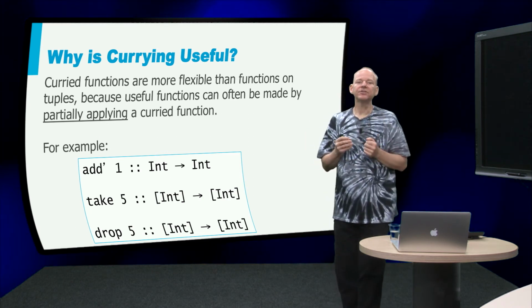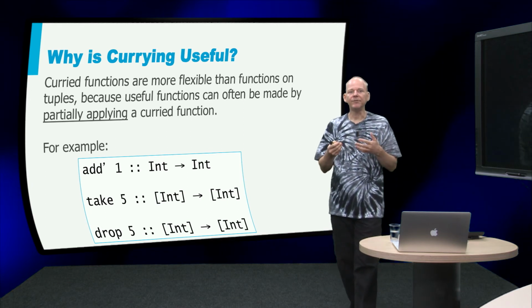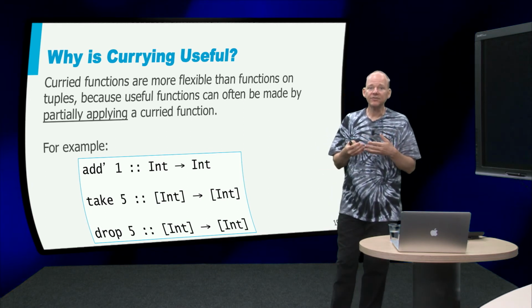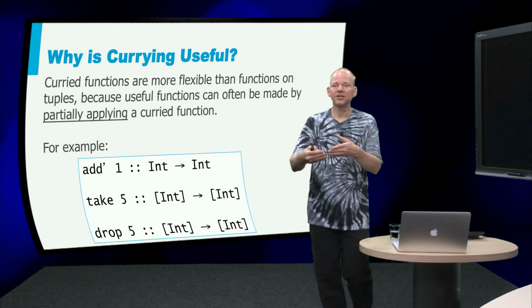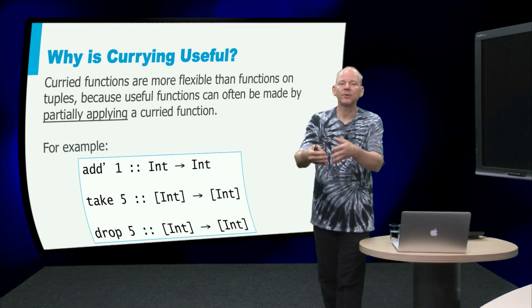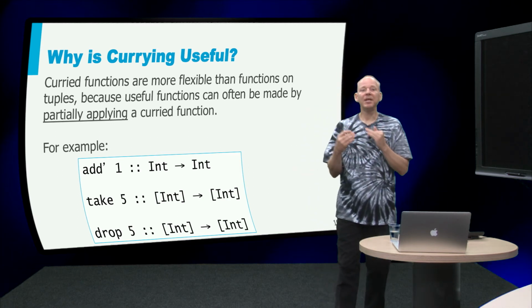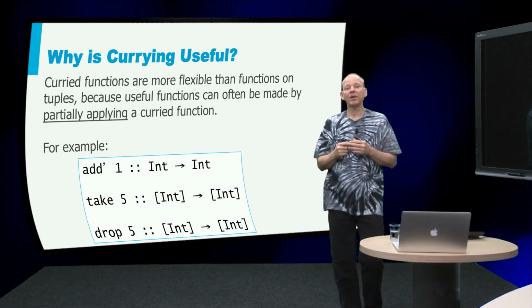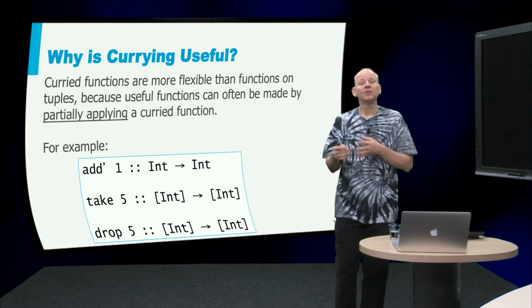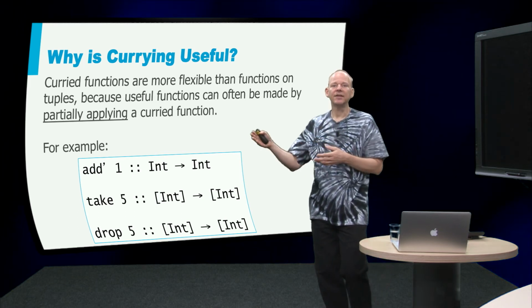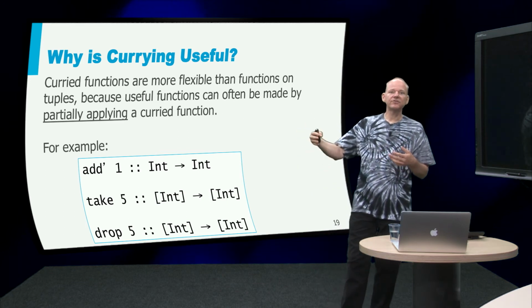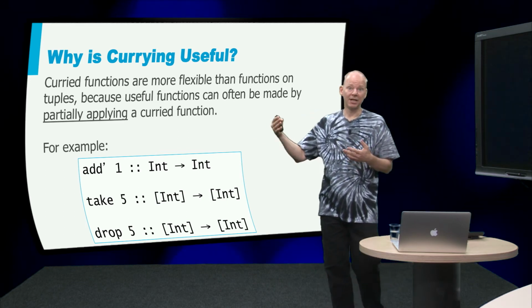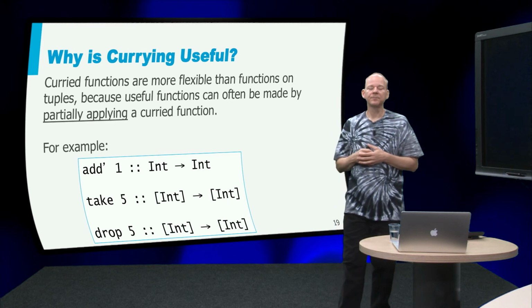For example, the function take here, take 5, take is defined as a curried function that takes an integer, returns a function from list to list, which means that we can partially apply take to 5 to yield a function that takes a list of integers to another list of integers, which just takes the first 5 elements of the input list.